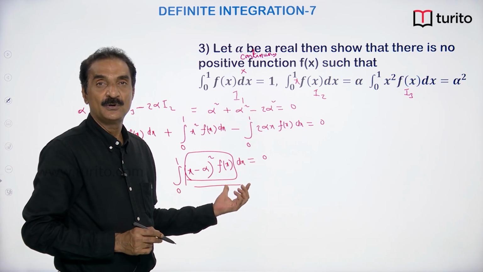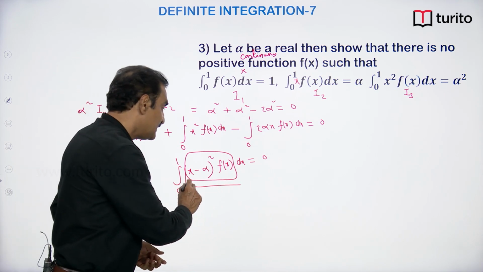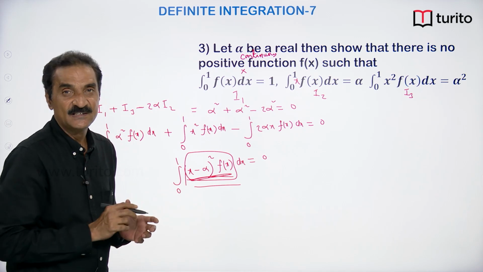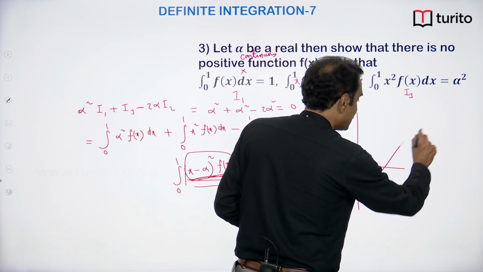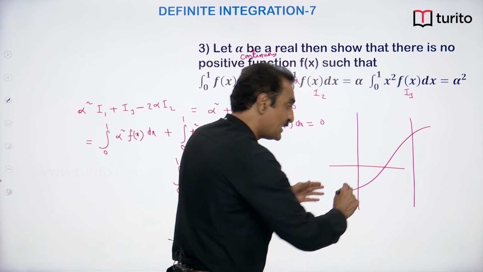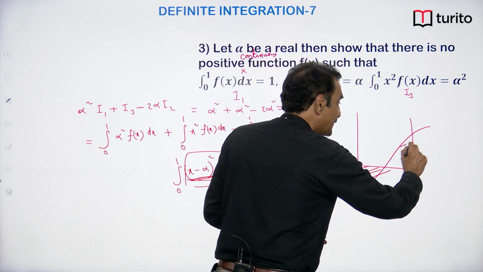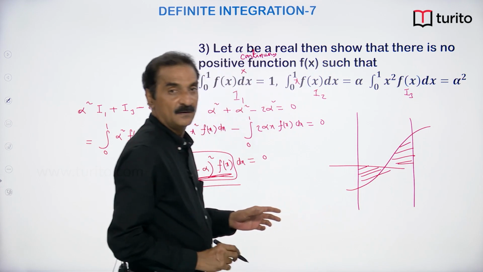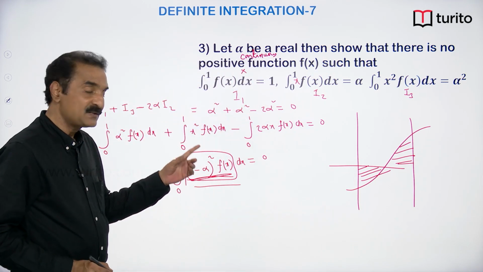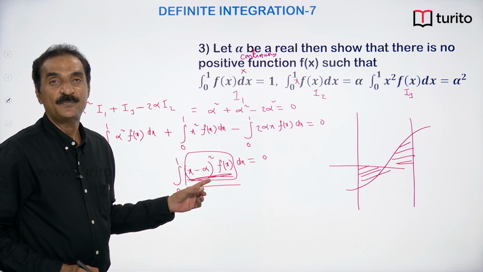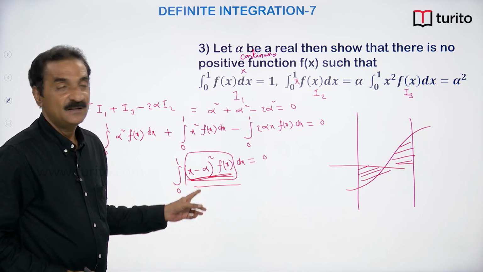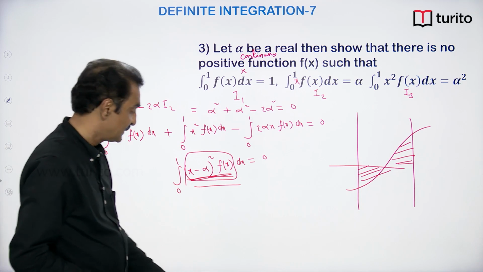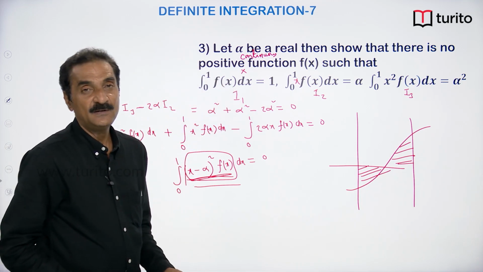If the integral is 0, then definitely this curve has to intersect the x-axis, and some part of the curve will be below the x-axis, some part will be above the x-axis. Then only you can get the definite integral as 0. Therefore, there does not exist any positive continuous function f of x satisfying all the three conditions. Next question.